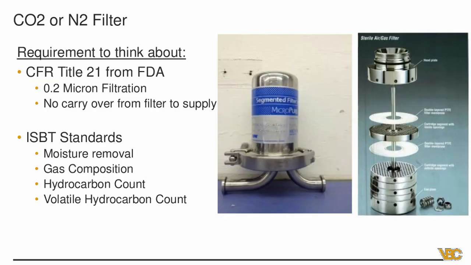In terms of requirements to think about, first one is that same one from the FDA in terms of micron level, and that you're not carrying anything over from the filter to your actual process supplies. The ISBT standards, very specific to nitrogen and your CO2: moisture removal, the actual gas composition, if there's other errant gases percentage-wise that are in there, hydrocarbon counts, and then volatile hydrocarbon counts. Both of the hydrocarbons deal specifically with actual carbon-based particulate or anything in your CO2 supply that could cause spoilage, rottening, smells, odors, anything. So that's something that, as I referenced before, should be on your vendor certificate when you get your gas in. There should be a whole section on hydrocarbon count that you can look at to make sure it's below the specific levels. But that's two things very specifically from the ISBT that help keep the quality of your CO2 at the level that it needs to be.